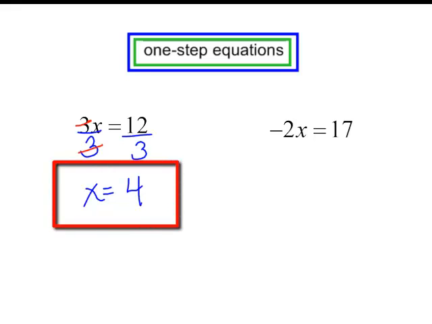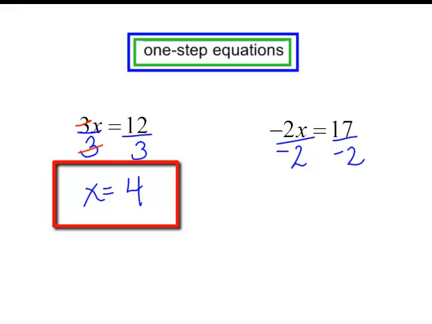The second equation, negative 2x equals 17. The variable x is multiplied by negative 2. You see that it is right beside negative 2. That is multiplied. What's the opposite of multiply by negative 2? Yes, I will divide by negative 2. But if you divide the left side by negative 2, make sure you divide the right side by negative 2.